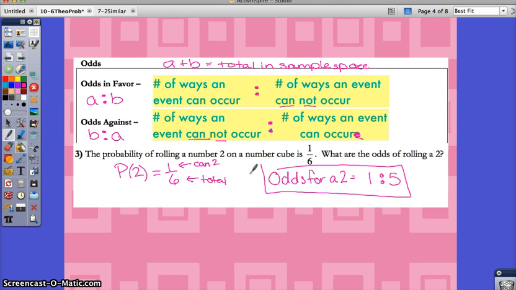Again, probability is a ratio, but we normally write probability in a fraction form. Odds is a ratio, we normally write it with the colon form of the ratio. Let's try some more with this.